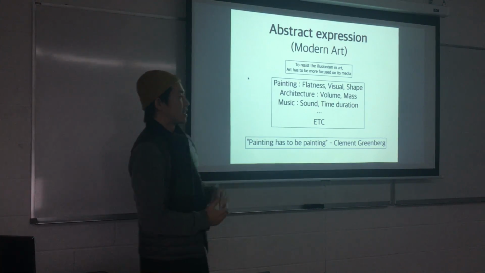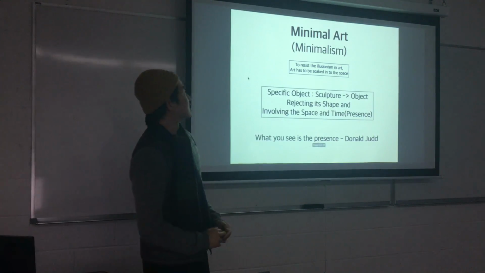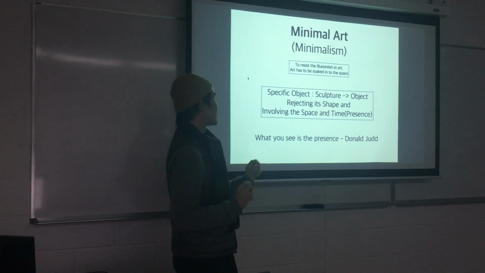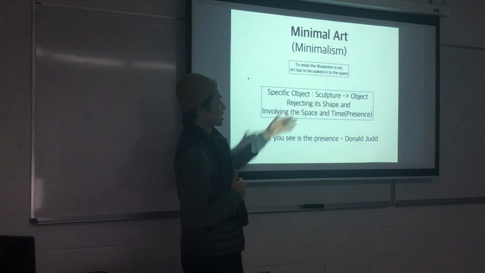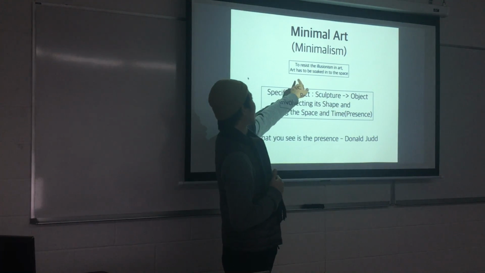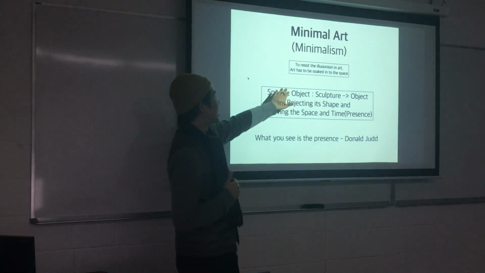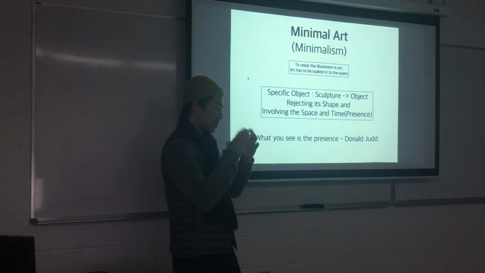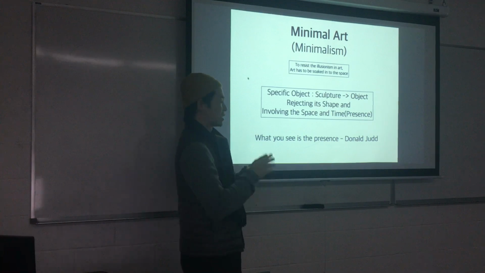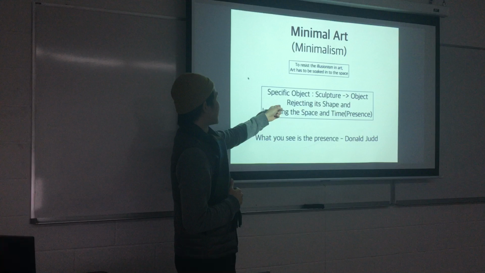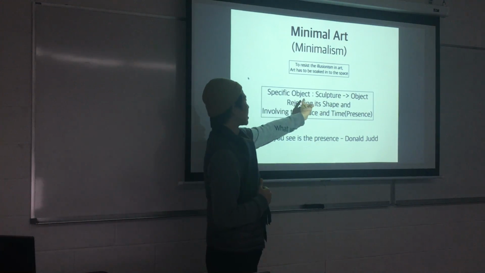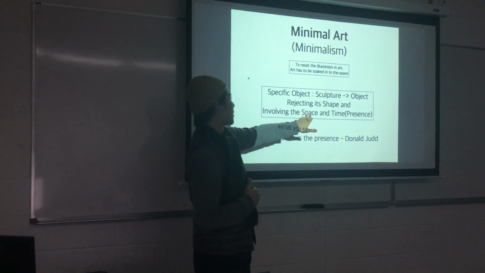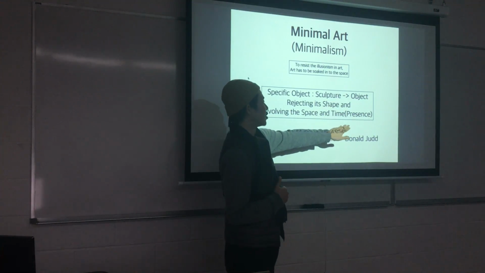But there were some people who didn't like this idea. We call them minimalism and minimal art. They share the same idea of resisting illusionism in art, but they tried to figure out a different way, as art has to be soaked into the space. Minimalists radically drag the space into their art form rather than maintaining art as art. So it's a big combination. They argue this idea of a specific object, changing sculpture into object, and involving the space and time, which is presence.